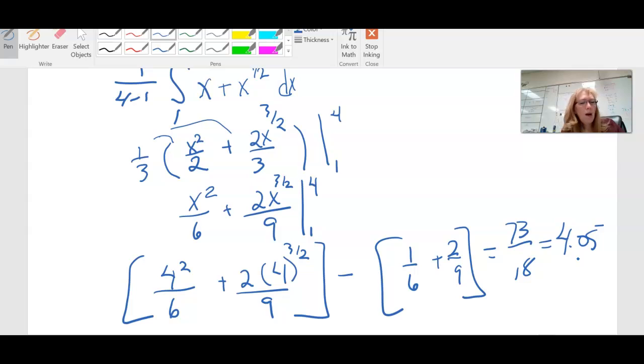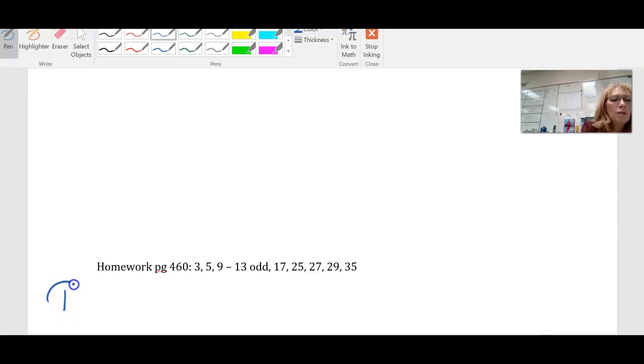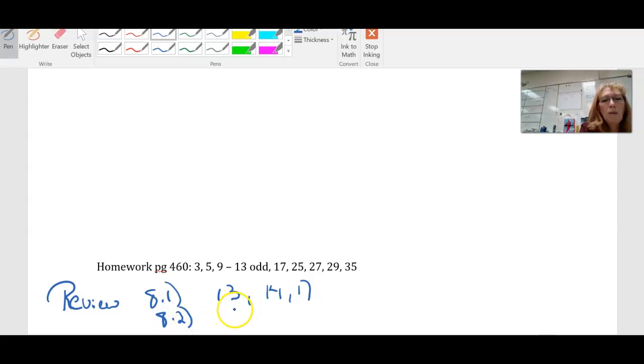Continue on, and we have a review day after this, and I think I forgot to put those numbers on the thing. So today's homework is the 460, and when you're done with that, it says review day on the thing for your review to go over these two sections. On 8.1, I would like you to do problems 13, 14, and 17. And on 8.2, I would like you to do problems 15 and 37.